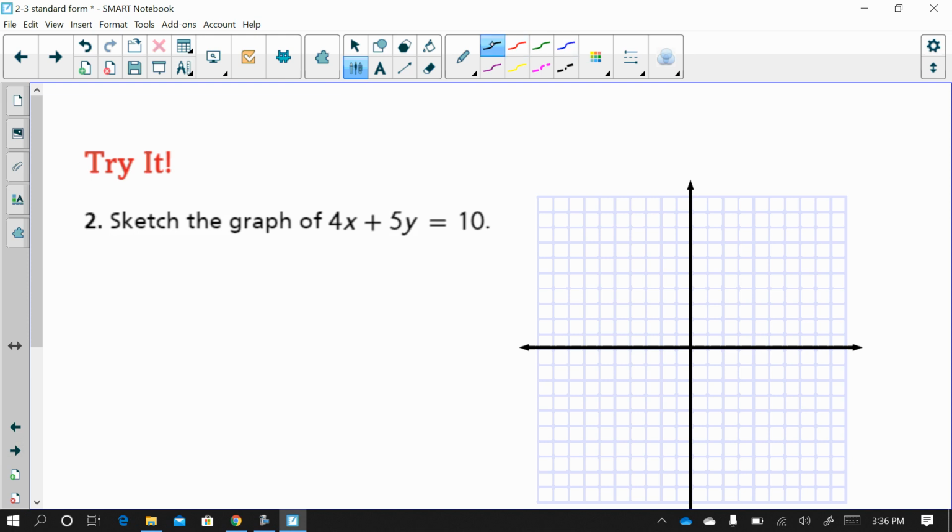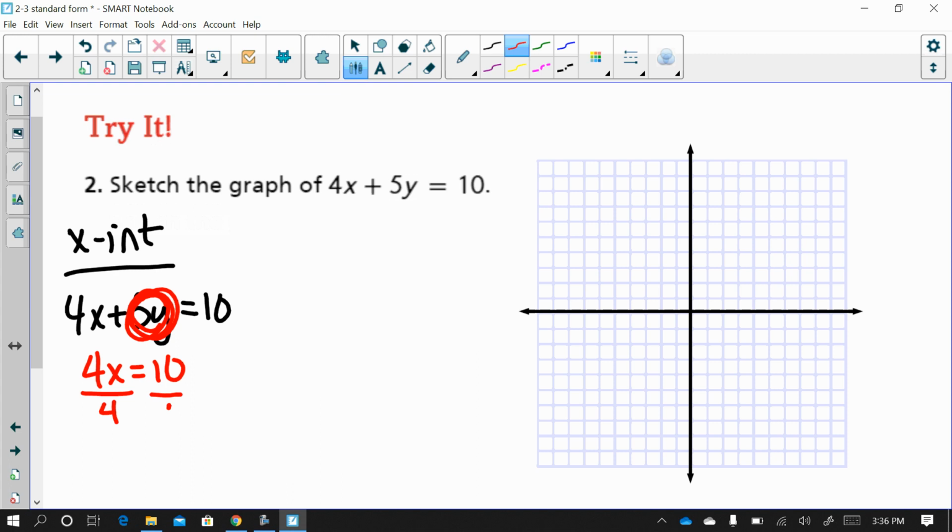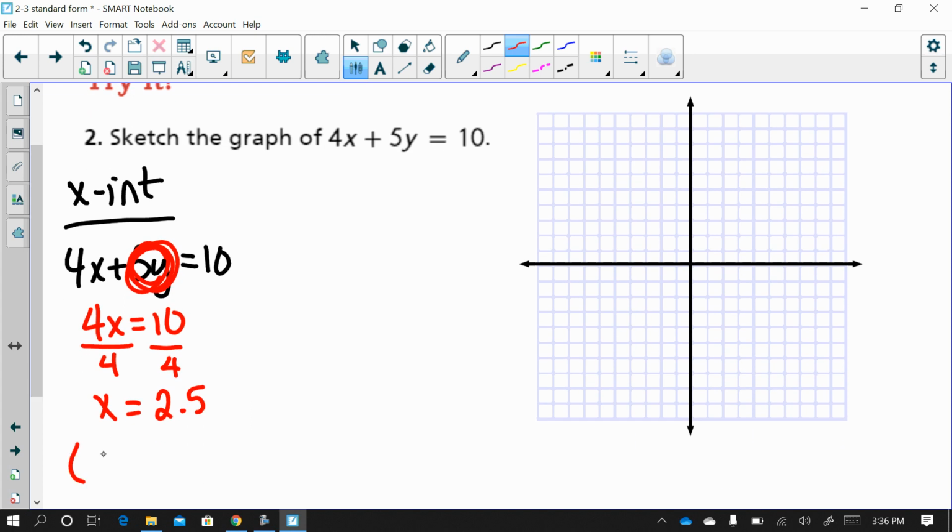Okay, so the first thing I want to do is find the x-intercept. So remember, at the x-intercept, I plug in 0 for y. So let me write the equation again. I'm going to let y be 0. So if I plug in 0, 5 times 0 is 0. This whole term is gone. So I'm just left with 4x equals 10. Divide both sides by 4. x equals 2.5. So remember, this is the x comma y. So I know x, and we let y be 0. So there's my first point.